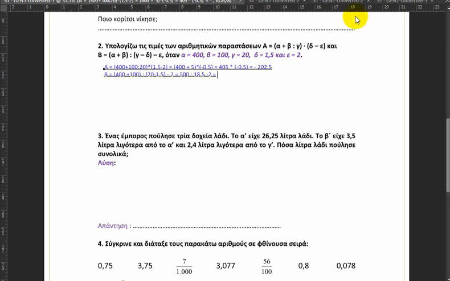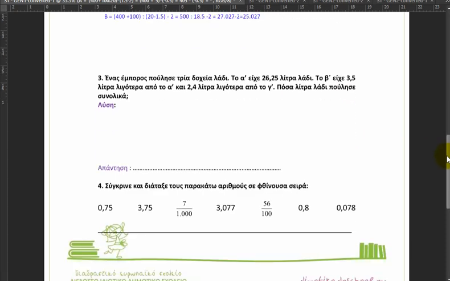So this is 27.027, and then 027 just repeats. So this part is periodic. So let's just say 27.027, right? Minus 2, which is equal to 25.027. Moving on.